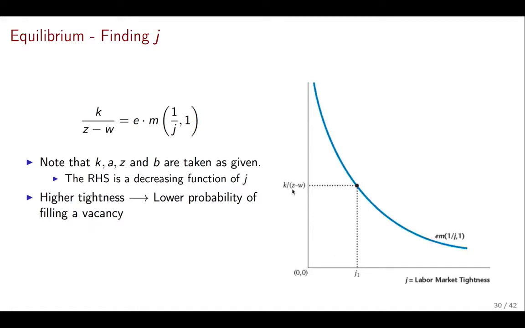The same thing happens, for example, if Z goes up. If Z goes up, then the profits that the firm can get are going to be higher. And as those profits are higher, I have more incentive to post vacancies and try to hire more. And so that's going to reduce this value, which means that in equilibrium there is going to be a higher vacancy rate, a higher tightness.